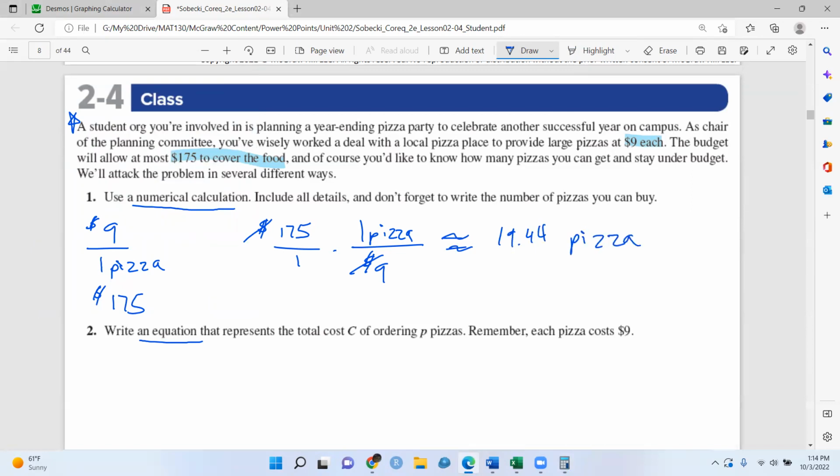Obviously, that doesn't make any sense, right? We can't buy 44% of a pizza. I mean, maybe we could, I don't know. So we would round that, well, I shouldn't say down, we would just say 19 pizzas. Wonderful. Okay, so how did you do with the equation?